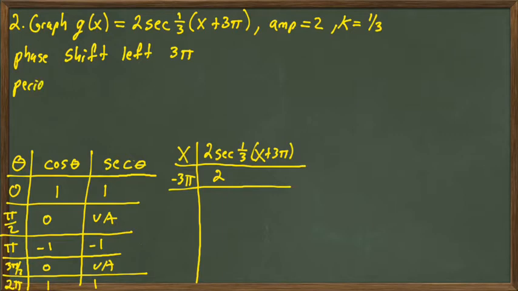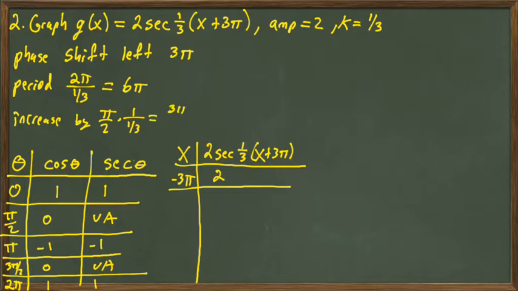And what's our period? Period is going to be 2 pi over k, so that's going to be 6 pi. A factor of 1/3 is going to slow this thing down. Normally it takes 2 pi, now it's going to take 6 pi, so it makes it 3 times as slow. Normally we increase by pi over 2, and to offset that factor of k, we divide by k, so times 1 over 1/3, and so we're going to increase by 3 pi over 2.